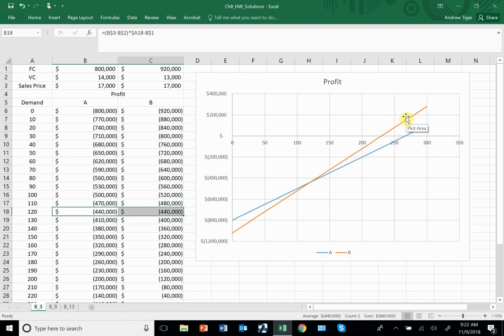Higher the better. However, neither one of these is profitable until we get to at least a volume of 230. So I'm not going to choose either location if I can't get a volume of at least 230. After 230, the only one that would be worth doing would be location B, because it's always better than location A once the demand hits 230. Okay, so that's how I would answer that one.